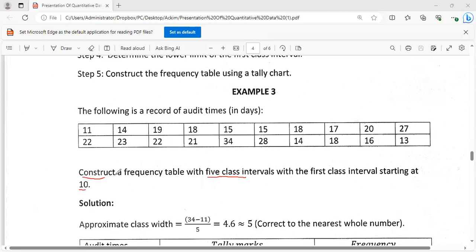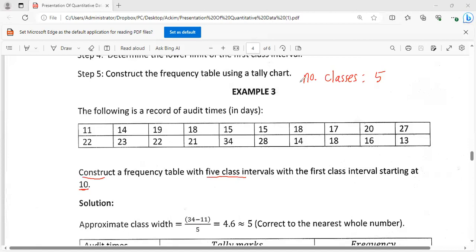So in this case, they made life easier. They told us the number of classes that we should have. They are saying 5 class intervals. So the number of classes has already been sorted out, which is 5. So we should have 5 classes. Then the first one beginning with 10.